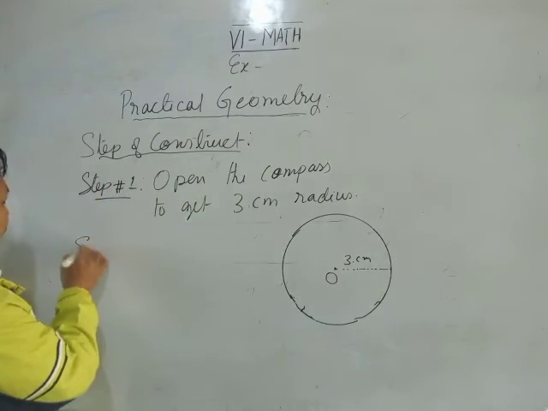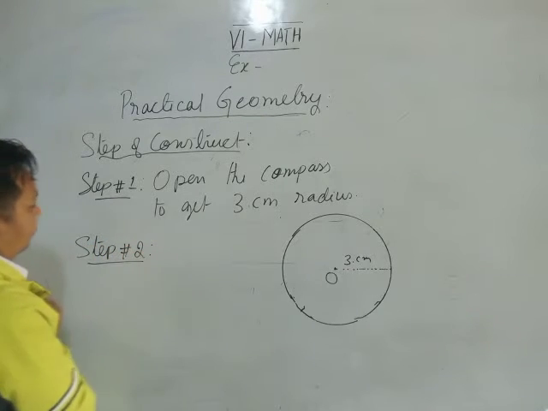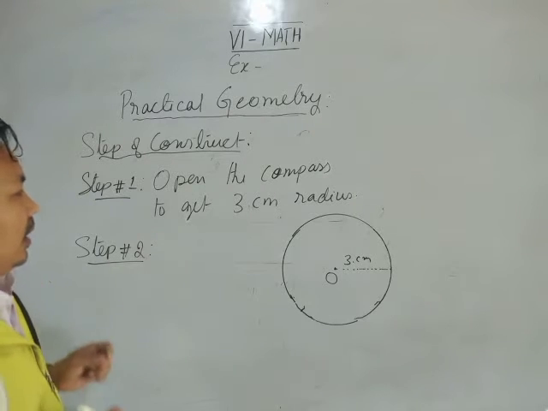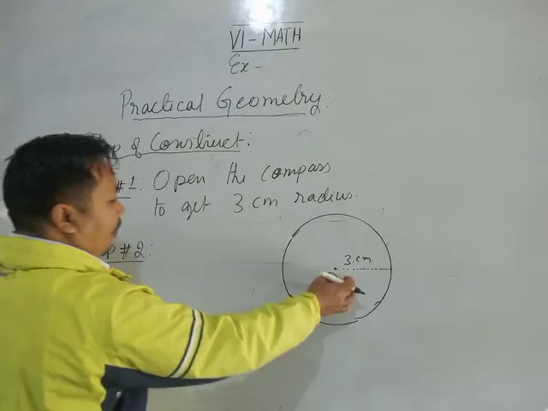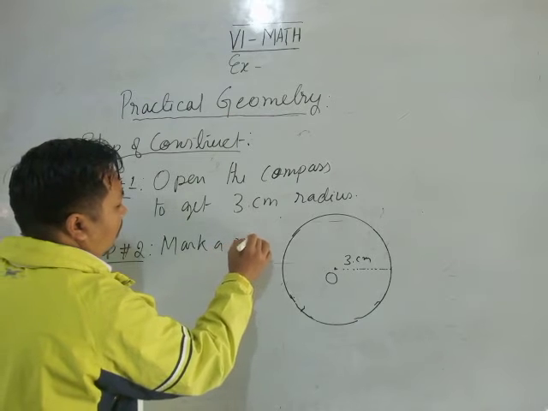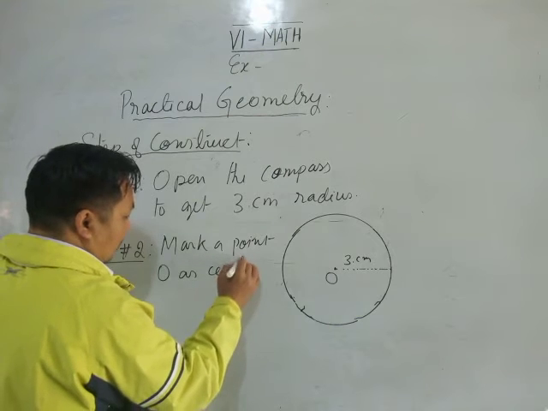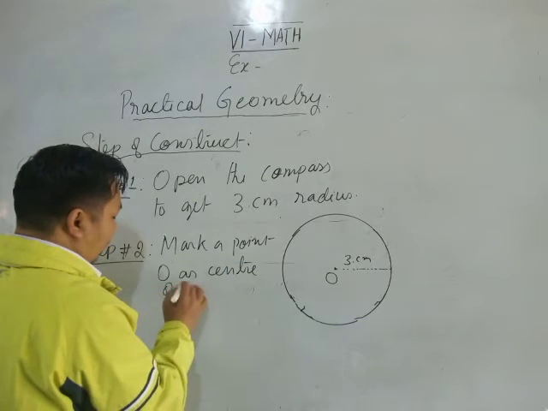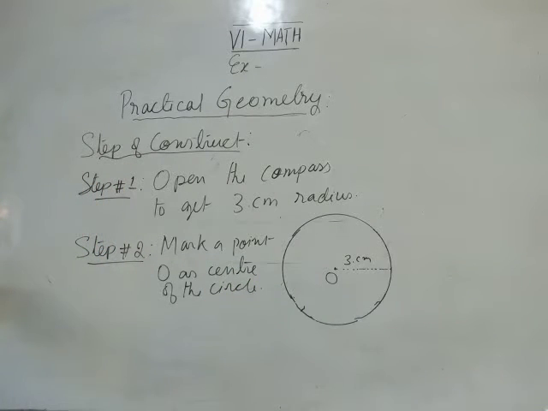And step number 2. Step number 2 is, now the next one we have to do is mark a point O as the center. Center of the circle. Okay.